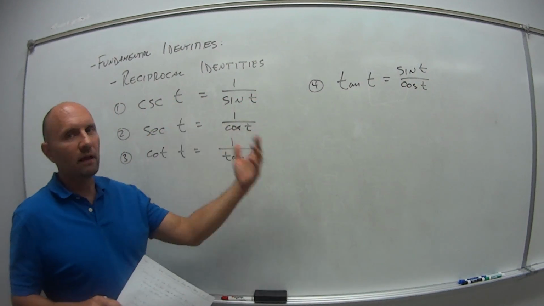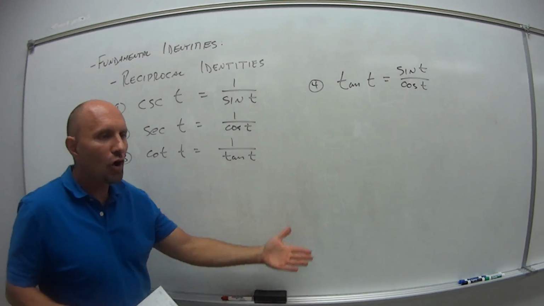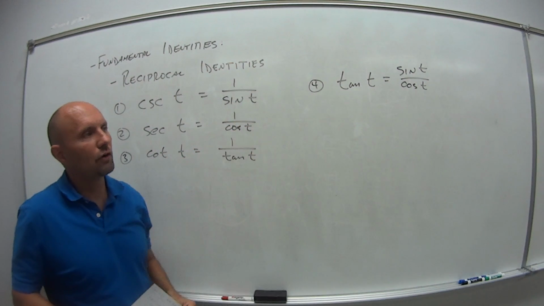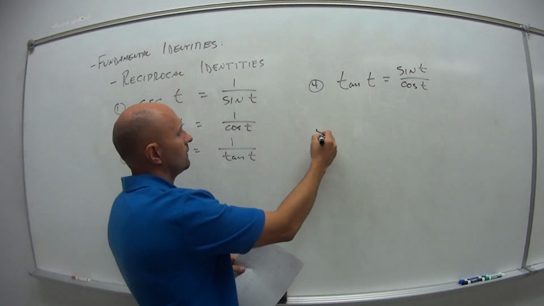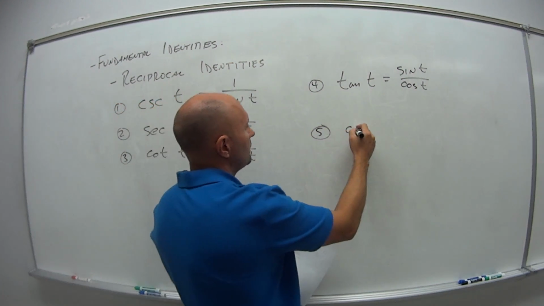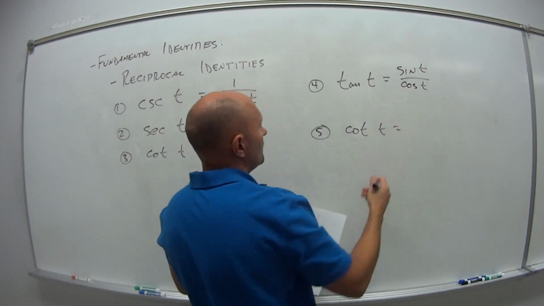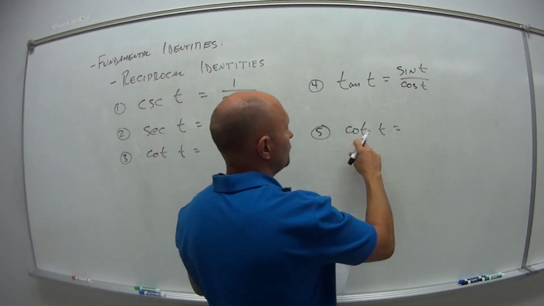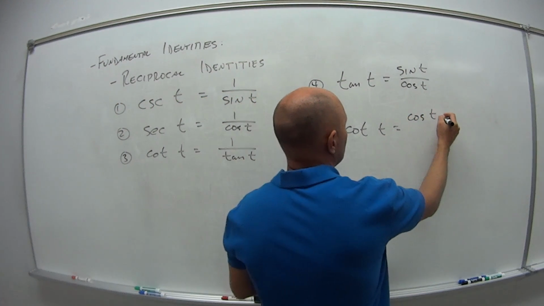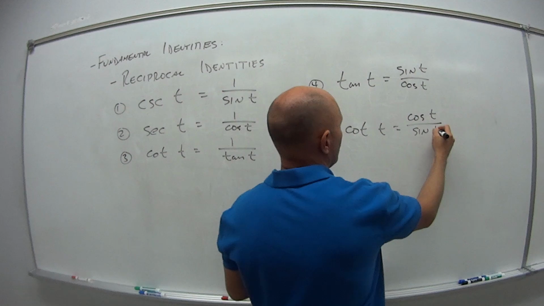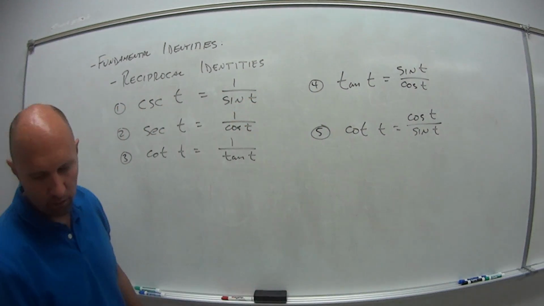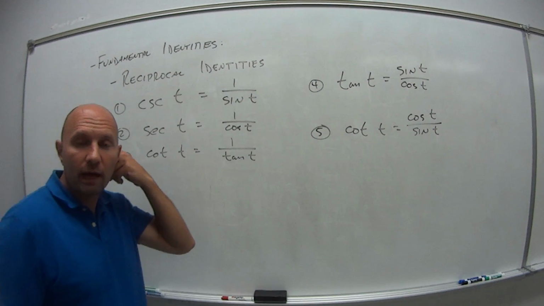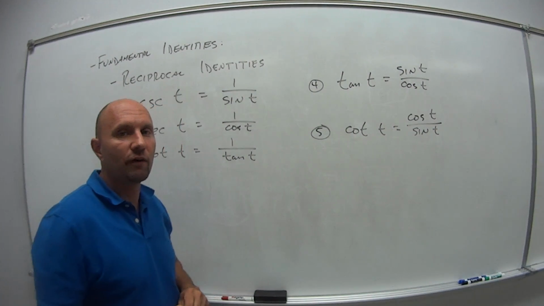So that means if I'm given sine of t, if I'm given cosine of t, then I know tangent of t is just sine over cosine. And lastly, cotangent of t, because cotangent is just 1 over tangent, I can flip these two. So cotangent is just cosine of t over sine of t. So there you have it. That's video 1 for section 5.2.